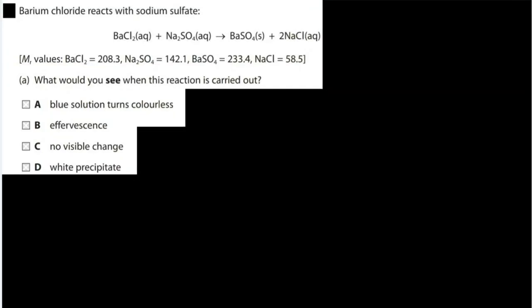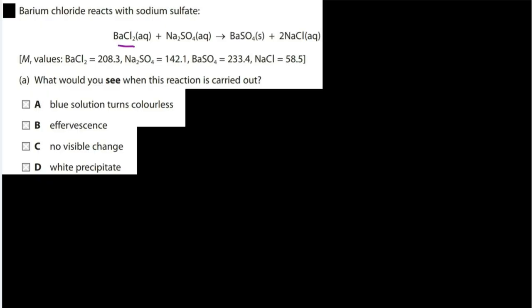Barium chloride reacts with sodium sulfate, and we're given this chemical reaction here. What would you see when this reaction is carried out? A. Blue solution turns colorless. B. Effervescence. C. No visible change. Or D. White precipitate. Now let's check the chemical reaction.